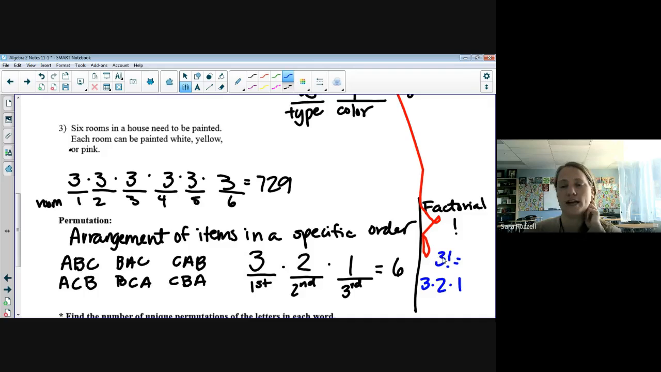3 factorial is the same thing as 3 times 2 times 1. Anything factorial, you take that number and you multiply all the way down to 1. So 5 factorial would be 5 times 4 times 3 times 2 times 1. Occasionally, we don't use all the numbers with permutations, and we'll get there in a minute on how you calculate this.